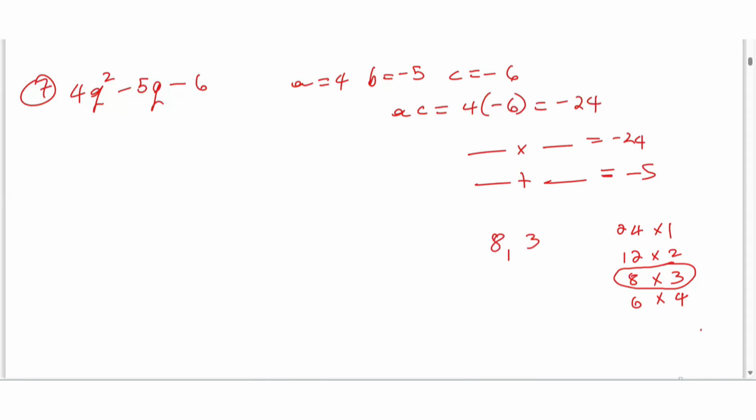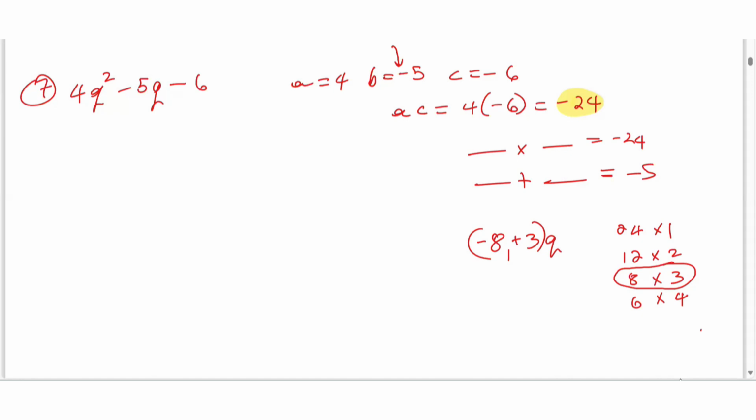Whenever my AC is actually a negative number, like in this case, then one of the numbers will be negative and one will be positive. We normally say, let the bigger one take any sign B has. Now, B is a negative number here, which means that the 8 will be negative and the 3 will be positive. Now, we're going to attach the variable q to this, and it's going to replace the negative 5q.